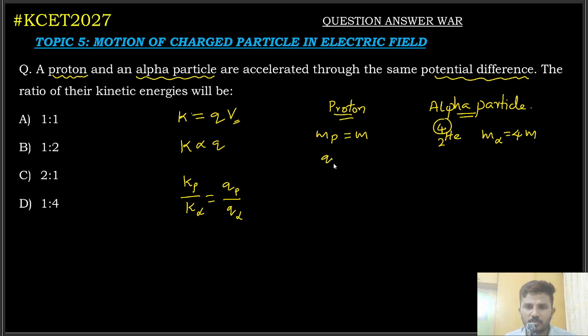What is charge of the proton? It is e. And charge of alpha particle is plus 2e. Charge of alpha particle is 2e. That I will substitute here. Qp is e divided by Q alpha is 2e. So e gets cancelled. So 1 divided by 2. That is, option B is correct. Correct, no? Option 2 is correct. Moving on to the next one.